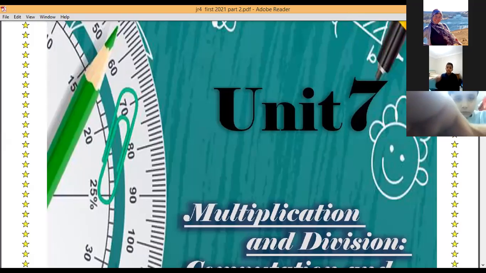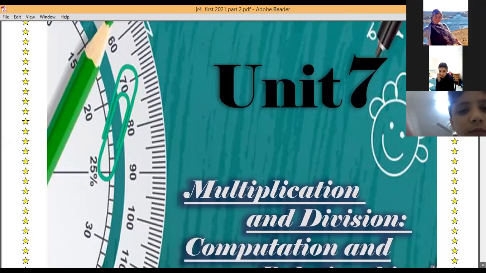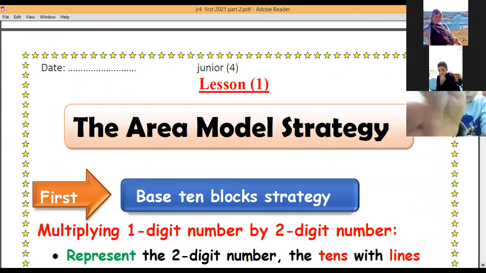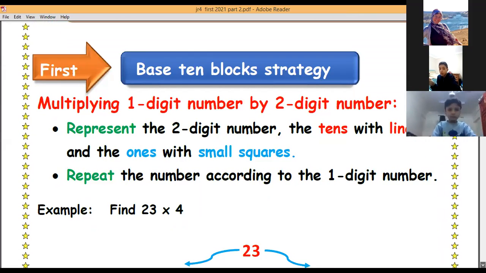Now let's start. So please, Junior 4, open page 51. What? Yeah, open page 51. Okay.